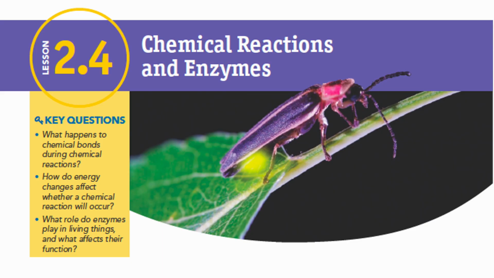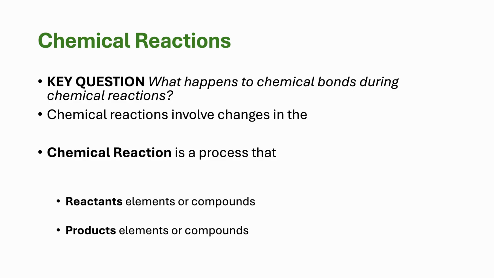So what we're going to look at here is what happens to chemical bonds during chemical reactions. How does energy change affect whether a chemical reaction will occur, and what role do enzymes play in living things and what affects their function? So what happens to chemical bonds during a chemical reaction?